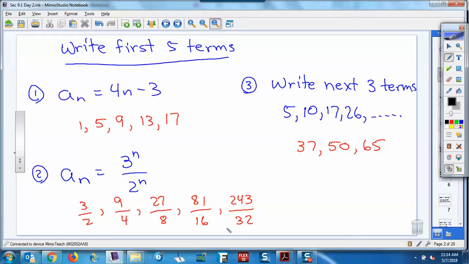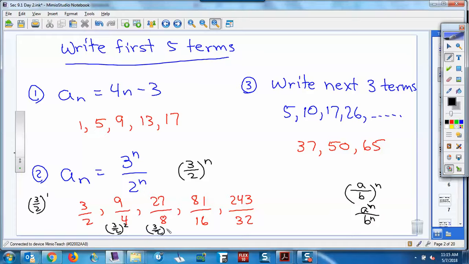It is one of the laws of exponents that if you have a over b to the nth power, then you can write that as a to the n over b to the n. So it would be legitimate to write this as 3 halves to the nth power. That would be okay. And you could think of this as 3 halves to the first, and you could think of this as 3 halves squared, which would be 9/4, and you could think of this as 3 halves cubed, which would be 27/8.